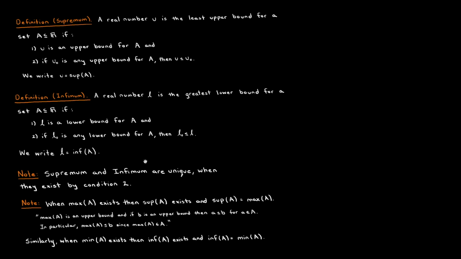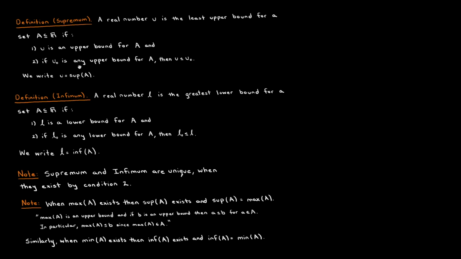Now there's a couple things to note here. The first is that the supremum and the infimum are unique when they exist. And the reason for this is by condition 2. Let's show the supremum is unique when it exists. To do this, let's suppose that S1 and S2 are two supremums of a set A. Well, since S1 is a supremum, it satisfies this definition. We have that S1 is less than or equal to any upper bound. In particular, it should be less than or equal to S2 because S2 is an upper bound for A, right?